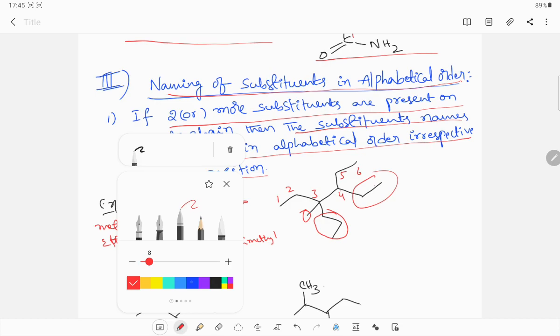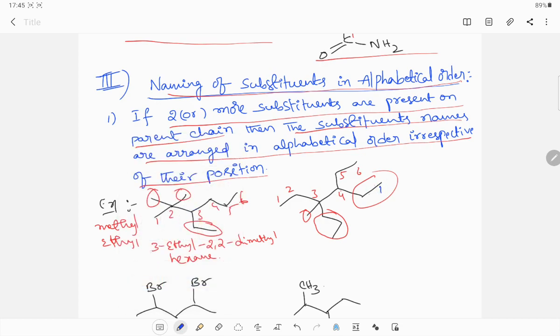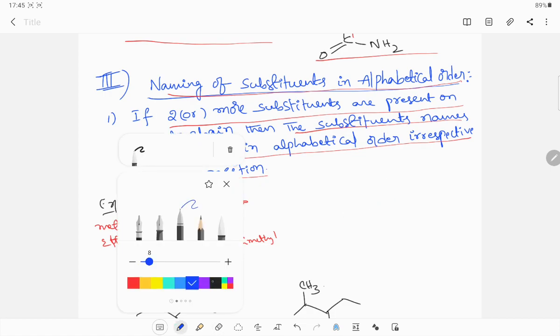Now look here, one more color I will use. 1 2 3, 1 2 3. At the same position different substituents are there. So that's why in this case simpler groups should get the lowest number. Simpler groups should get the lowest number.